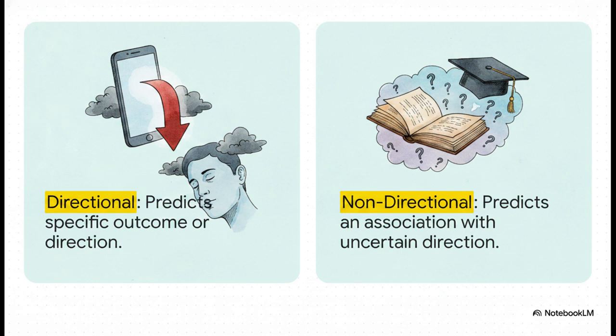Now, a non-directional hypothesis simply states that a connection exists, but it purposely leaves the exact outcome open. For example, saying there is a relationship between study time and academic achievement. Does more study time make achievement better or somehow worse? We know they are deeply connected, but the exact direction is left as a mystery to be solved. We acknowledge the link without making any assumptions about the final result.